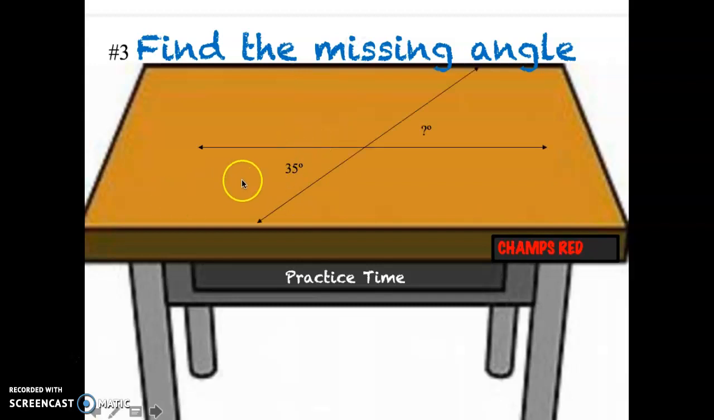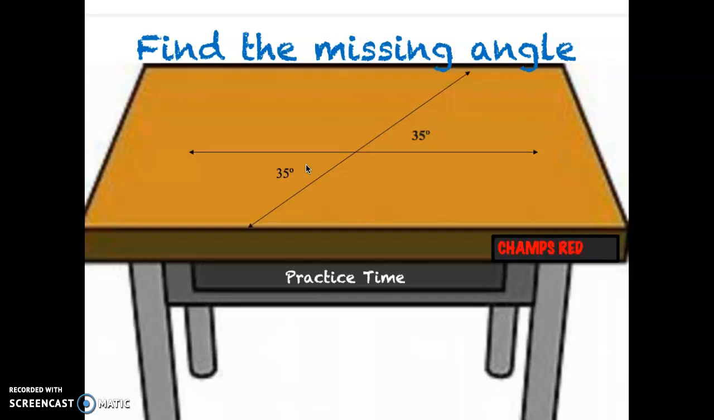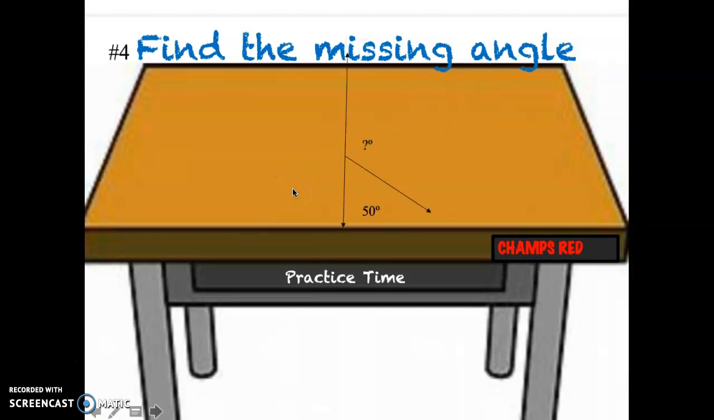This is a representation of vertical angles. They're across from each other, which means they're congruent. Go ahead and think about what do you think it is? If you said 35 in your head, you are correct. Remember, these are congruent because they're across from each other.